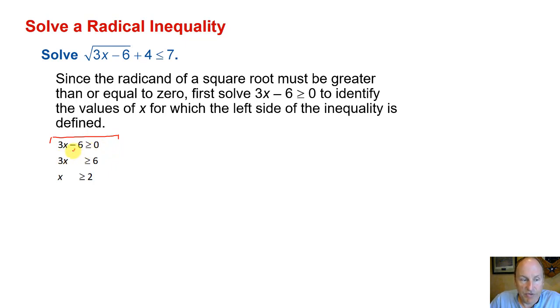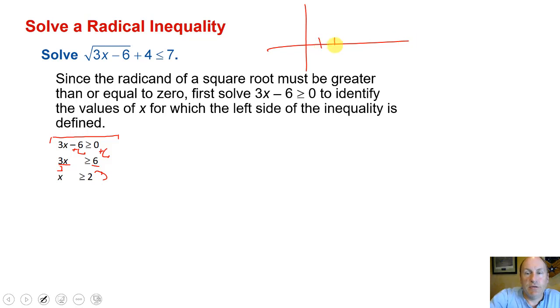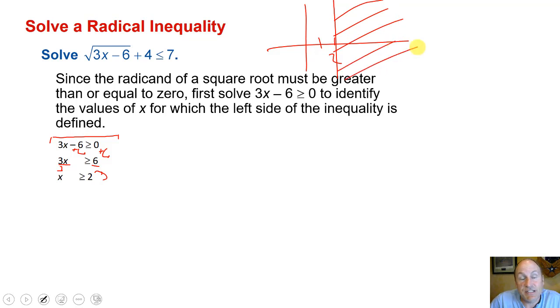When I add 6 to both sides, I get 3x greater than or equal to 6. Divide by 3, of course. And I'm going to get x greater than or equal to 2. So the only x's I'm going to look at for this are x's greater than or equal to 2 on the number line. Those are the only values of this inequality I'm even going to consider.